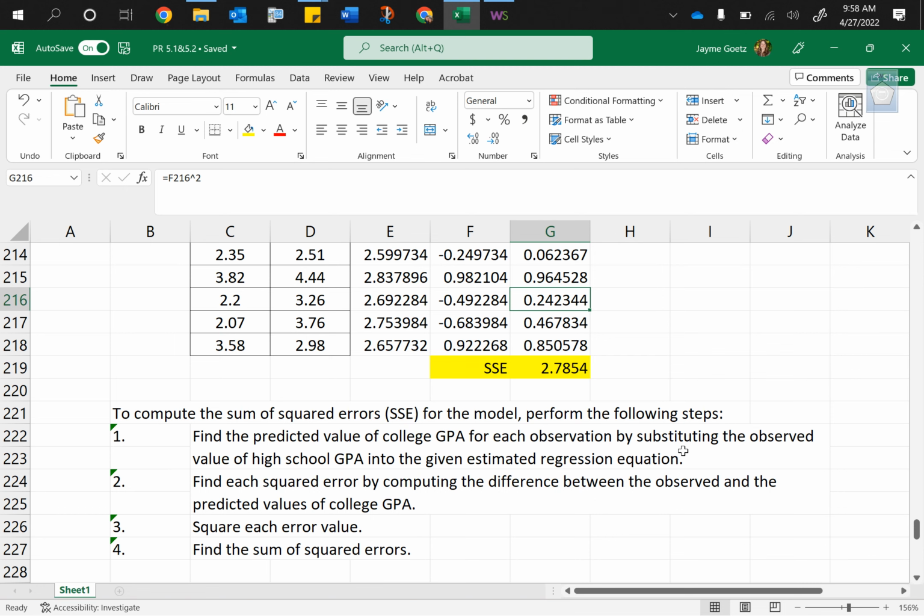Now, what I've done below that is I've given you a little information on how to compute that. So if you're like, I don't remember those steps, it's right there, steps 1, 2, 3, and 4. Find the predicted, find the error, square it, sum it up, okay?